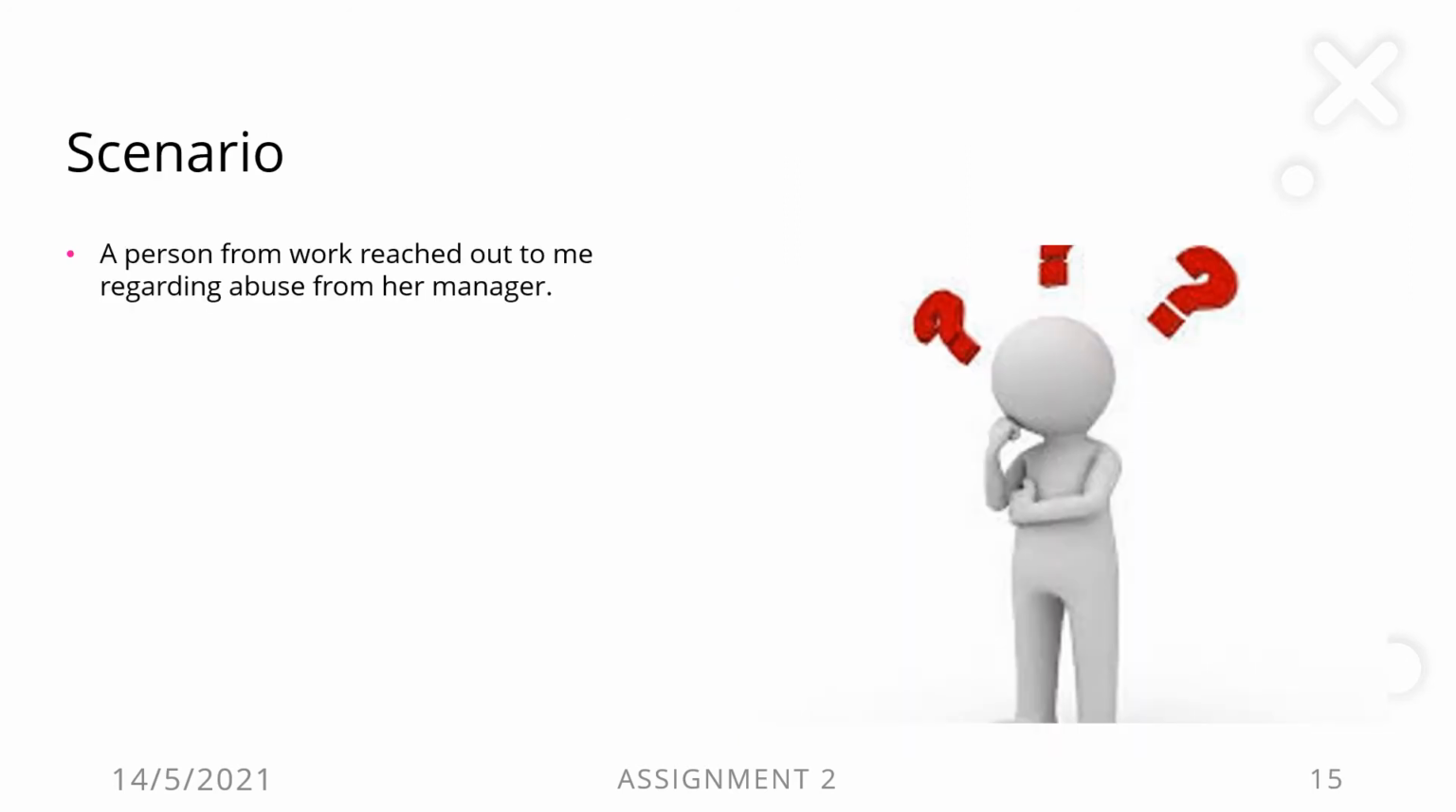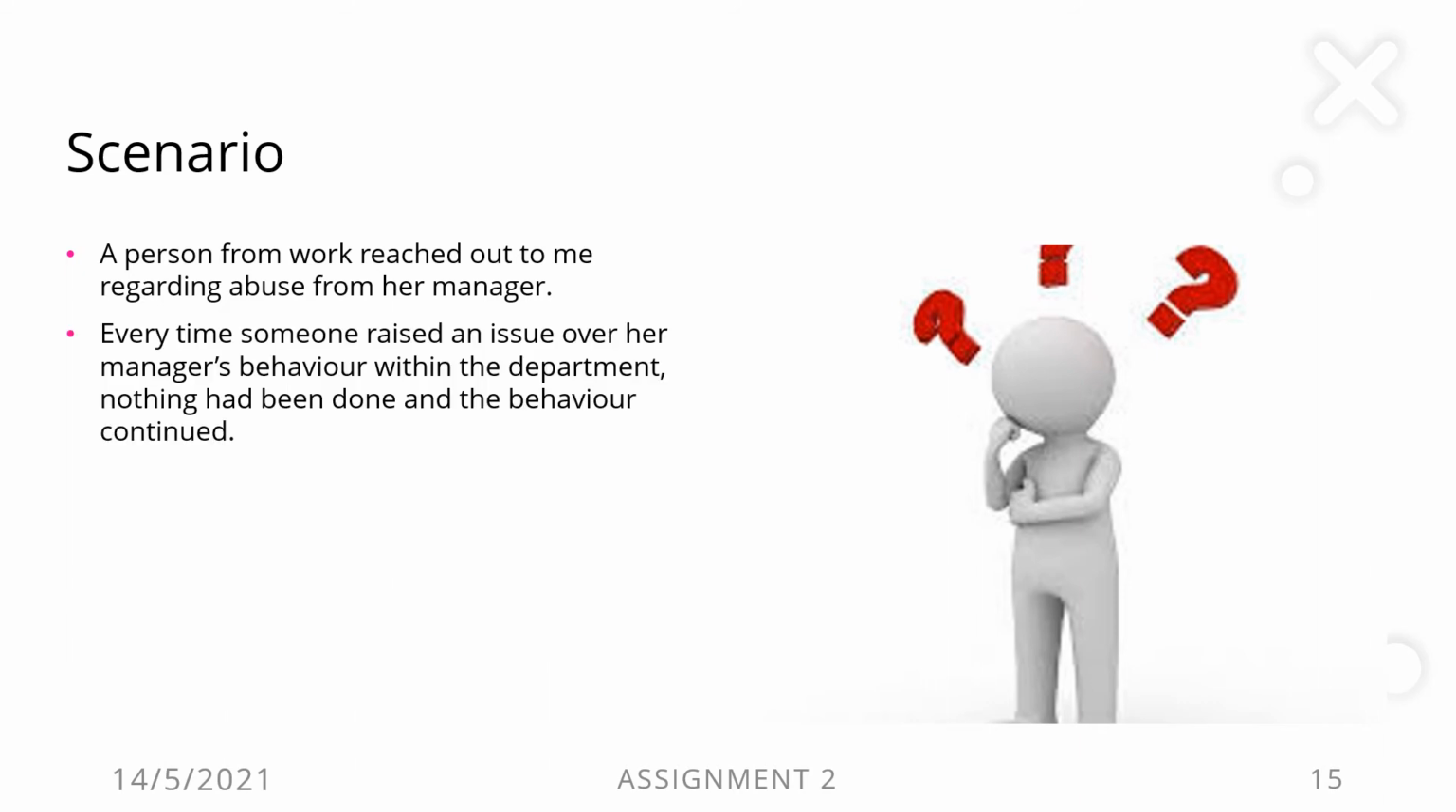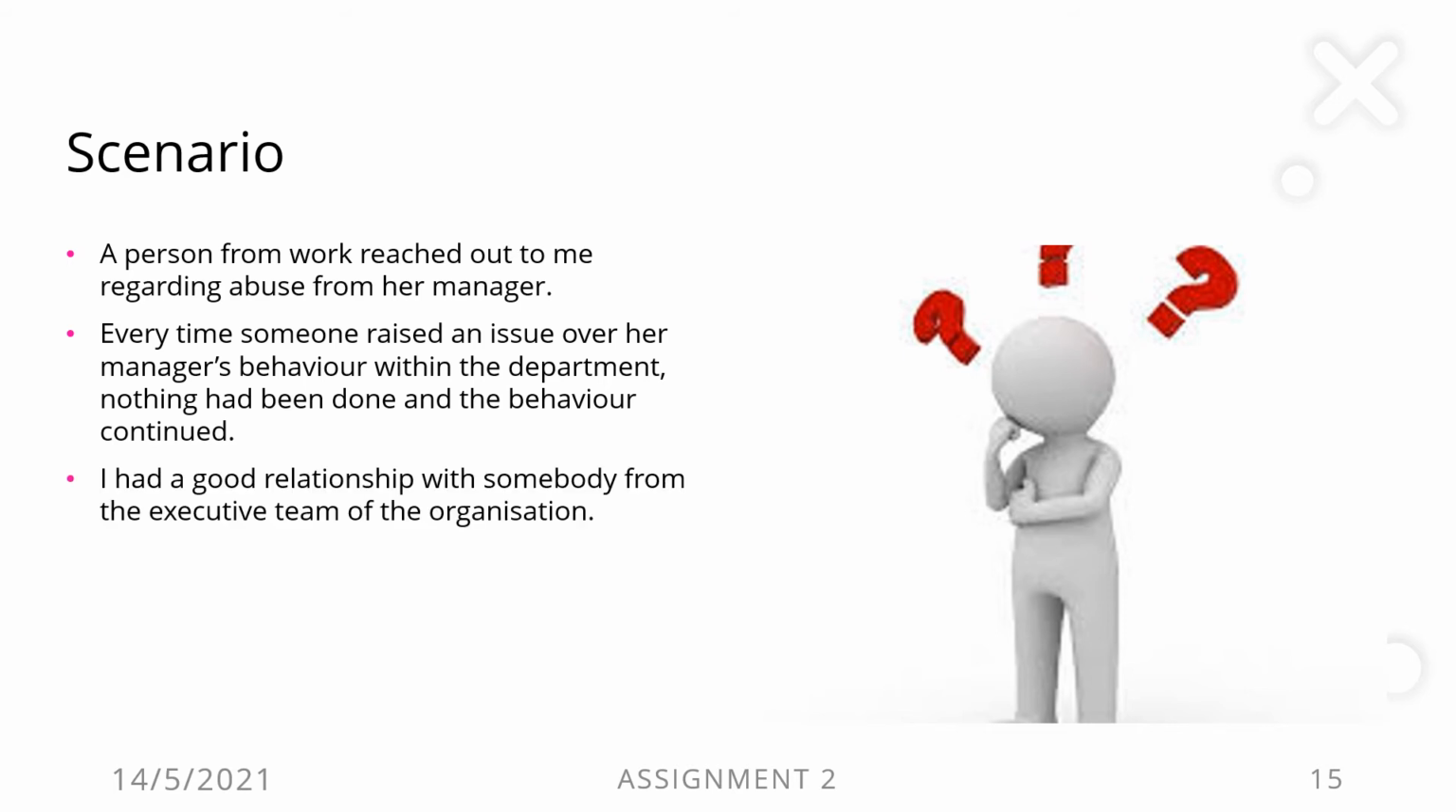Okay, so the scenario that I was put in was a person from work reached out to me regarding abuse from her manager. She reached out to me because I was exposed to the same situation 12 months earlier from the same manager. Every time someone raised an issue over the manager's behaviour within the department, nothing had been done, and unfortunately the behaviour continued. Fortunately, I had a good relationship with somebody from outside of the department, from the executive team within the organisation, and so we had to decide whether to speak up or stay quiet.